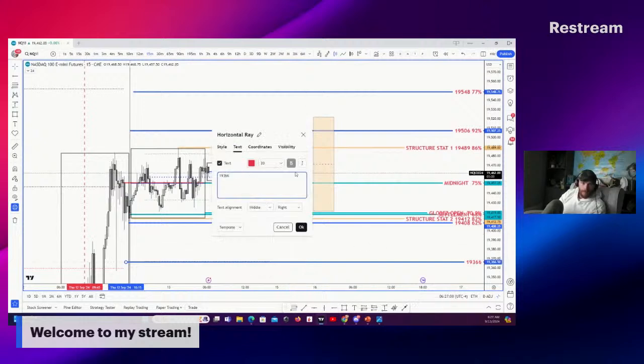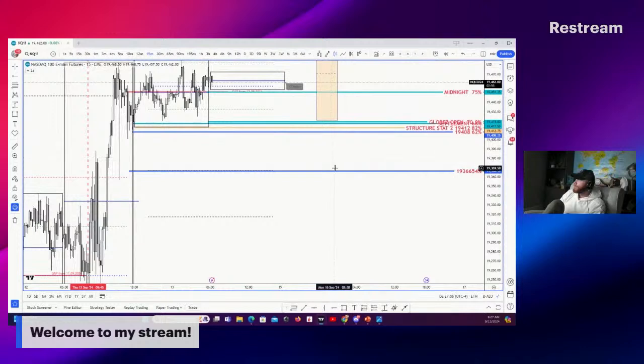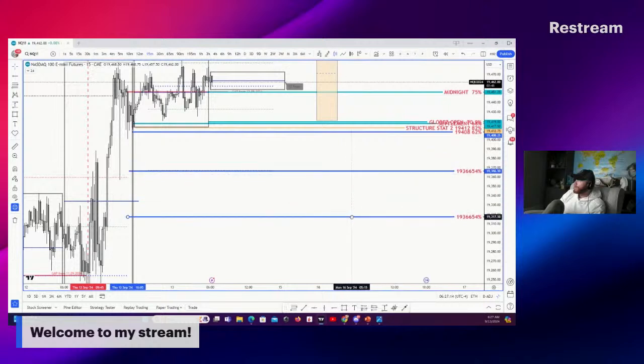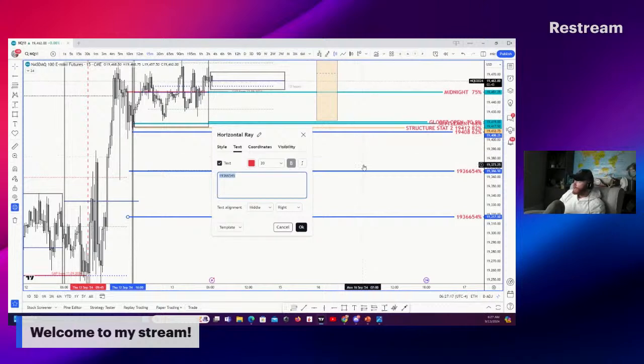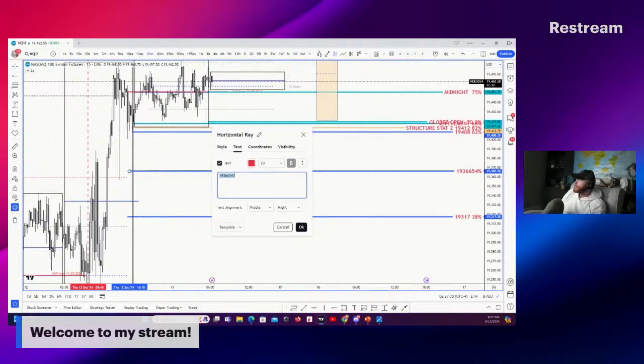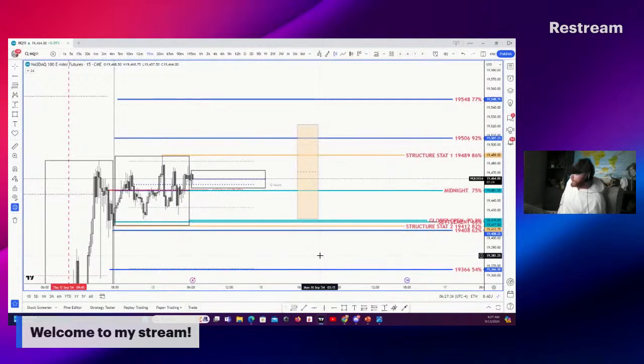$19,366 has a 54%. And then previous day midpoint, where'd it go? Which is 19,317, has a 38%. Need to fix this. So now we have to put our distributions and where our 930 probability is going to be.